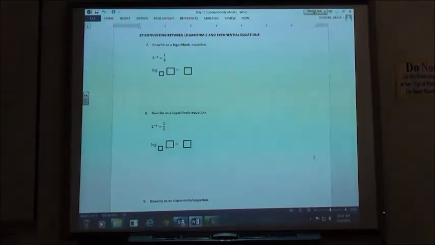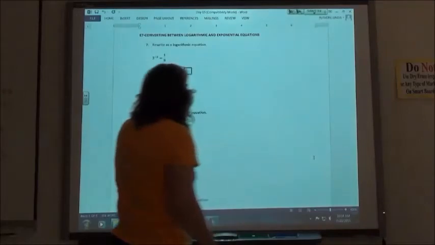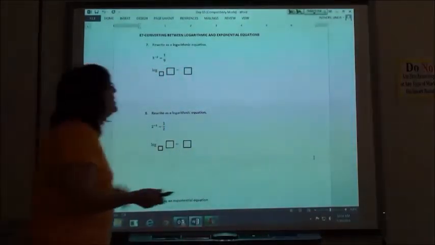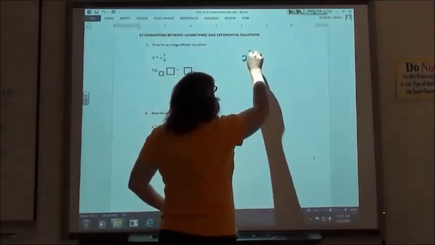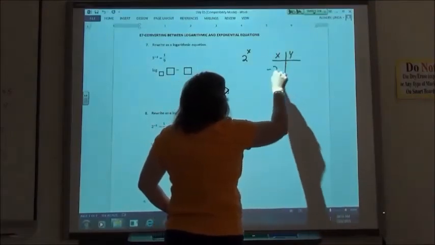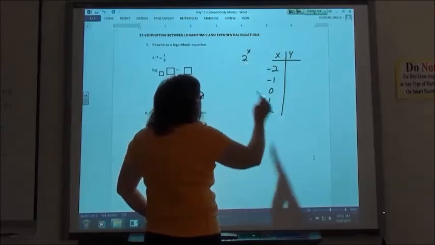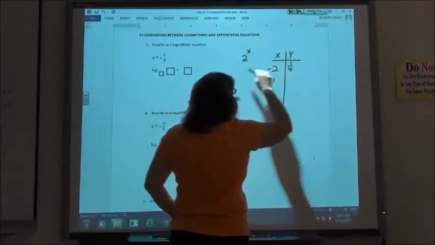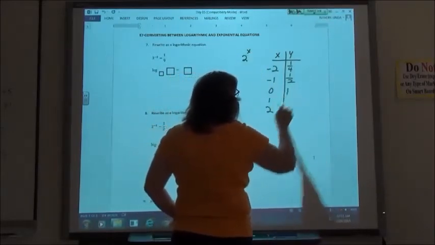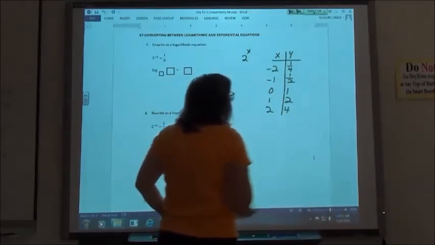So now we are going to get into converting between logarithmic and exponential equations. A logarithmic equation is an inverse of an exponential equation. If I had 2 to the x power and I made my table and used -2, -1, 0, 1, and 2, 2 to the negative 2 power is 1/4. 2 to the negative 1 power is 1/2. 2 to the 0 power is 1. 2 to the first power is 2. 2 to the second is 4.